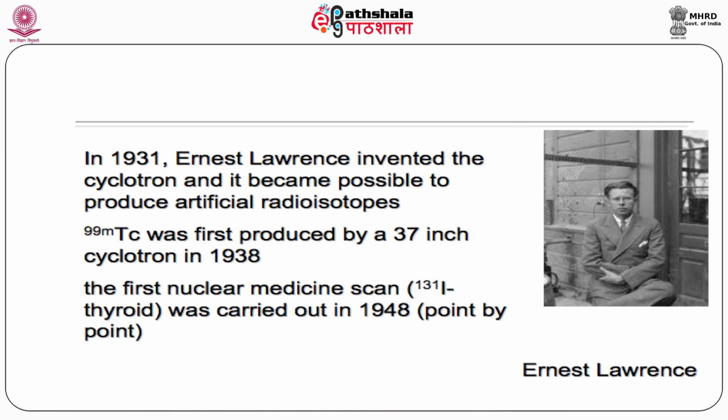The workhorse which is being used, first and foremost, is technetium, which was produced even by the smallest cyclotron in 1938 by this gentleman. The first nuclear medicine scan was taken with iodine-131 for thyroid purposes, which was carried out in 1948. It means there are many ways in which these radioisotopes are produced, and this gentleman was able to give us technetium and iodine by this particular technique.